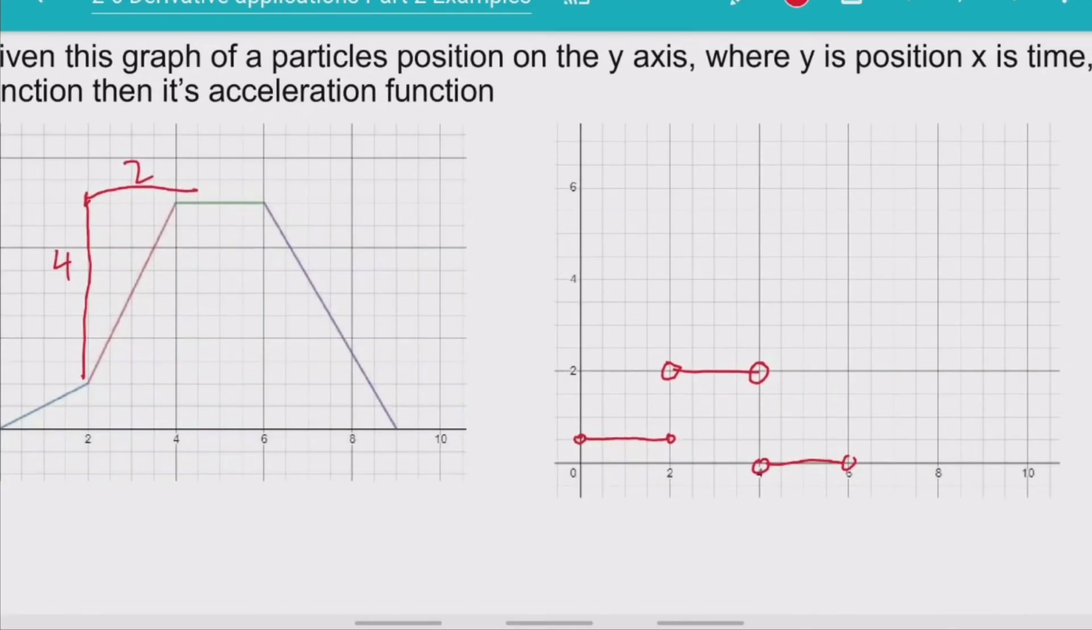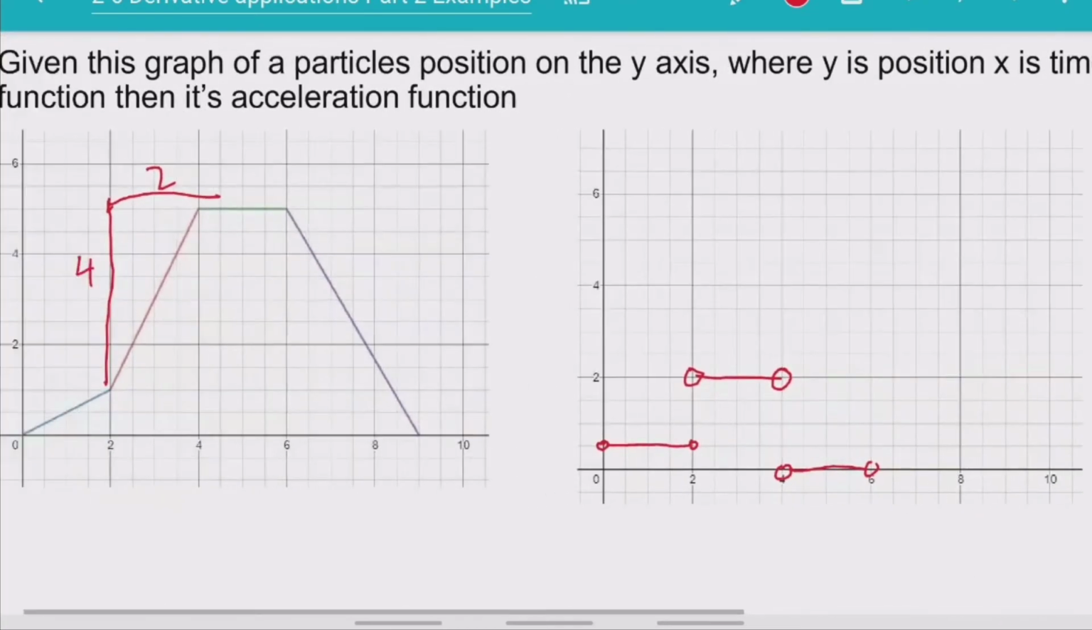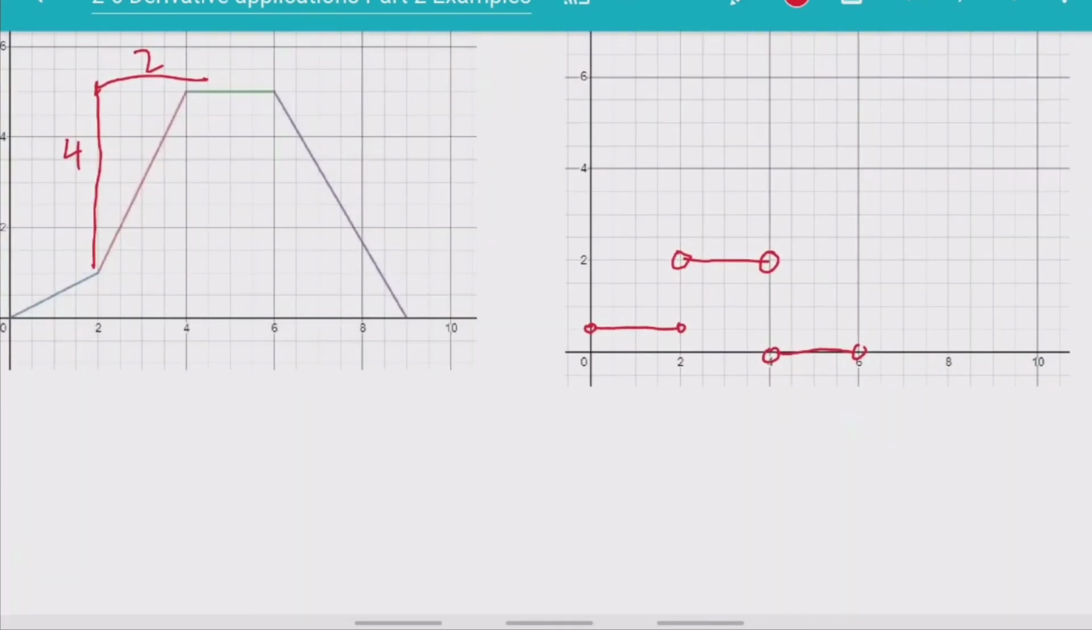And then finally, we're saying from 6 to 9, I'm going to drop a total of 5, and I'm going to run a total of 3. So it's going to be negative 5 over 3, and I should have included this a little bit more, but it's basically going to be down here. But again, that's your general idea. You're just saying, what is my slope and how do I graph it? What is my slope? How do I graph it? So this is your derivative function.